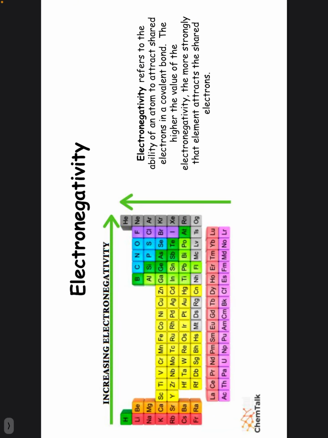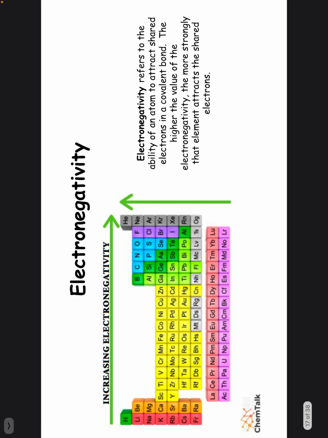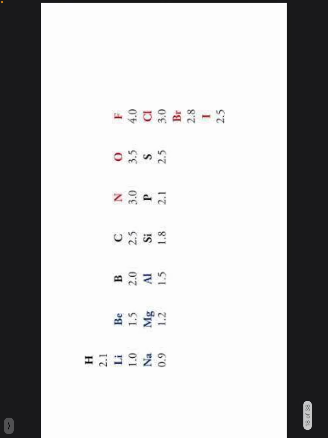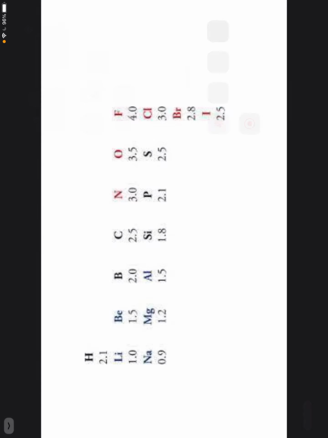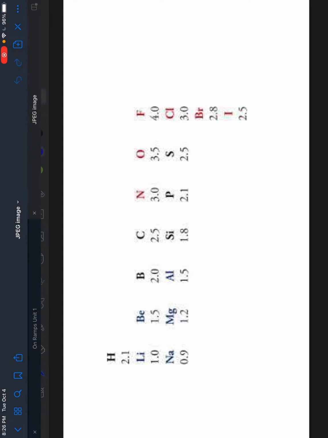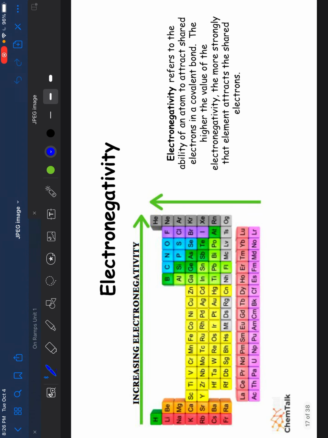Okay, guys, so today we are going to be talking about periodic trends. If I could just get this to pop down real quick.